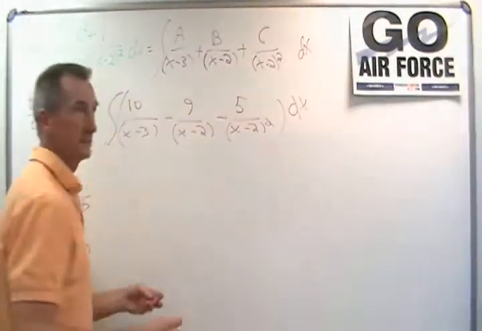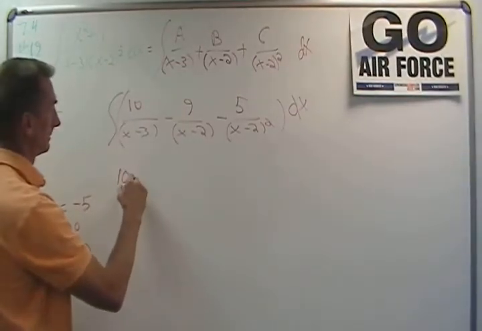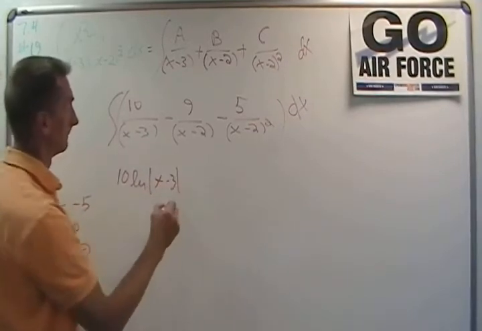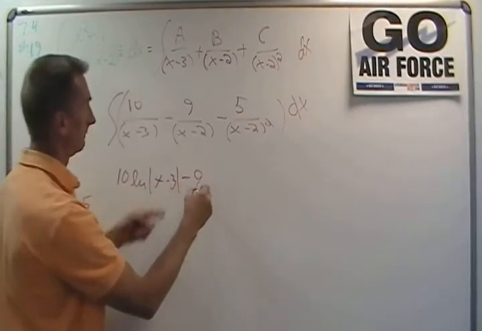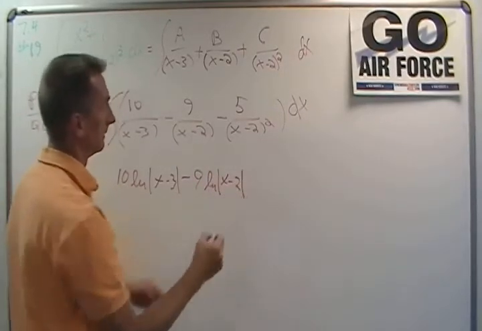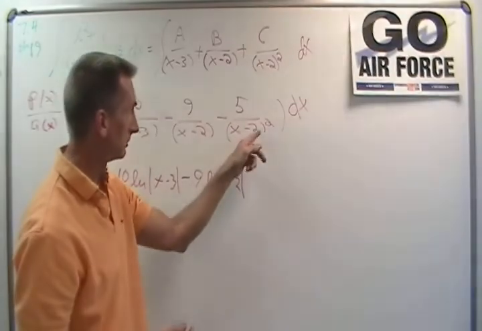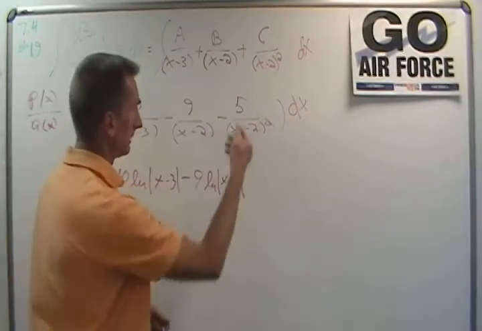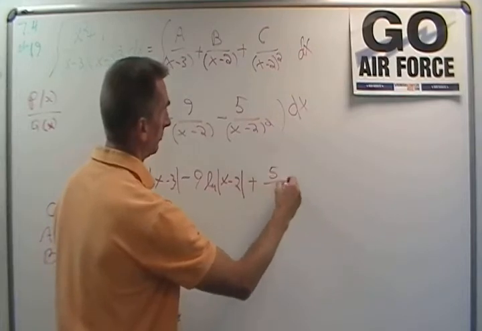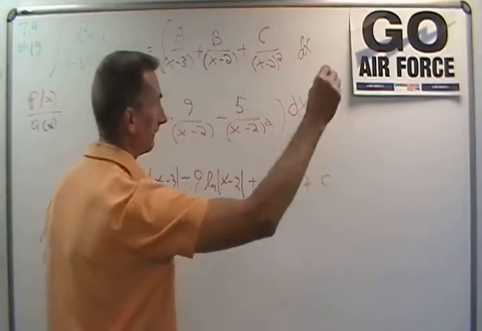Now I got a bunch of simple little integrals here. We all know this one. This is 10 times natural log absolute value of x minus 3, minus 9 natural log absolute value of x minus 2. This one is just the reverse power rule, keeping in mind that this is actually (x minus 2) to the minus 2 times 5, so I'll end up with a plus 5 over x minus 2. And then I need a plus C out there.